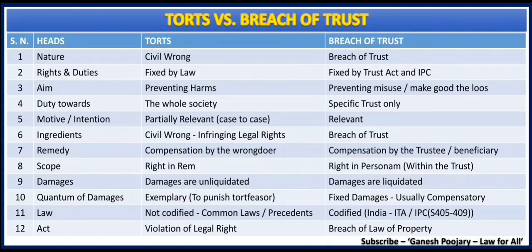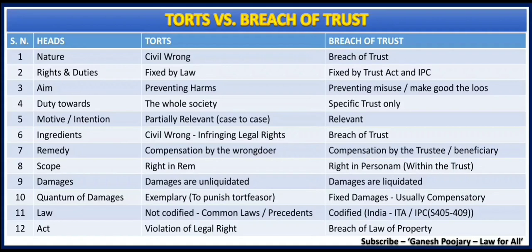The aim of torts is to prevent harm, whereas the aim of breach of trust is to prevent misuse, and if there is any misuse, to make good the loss. That is the concept that we are understanding when it comes to breach of trust, and that's the third difference.